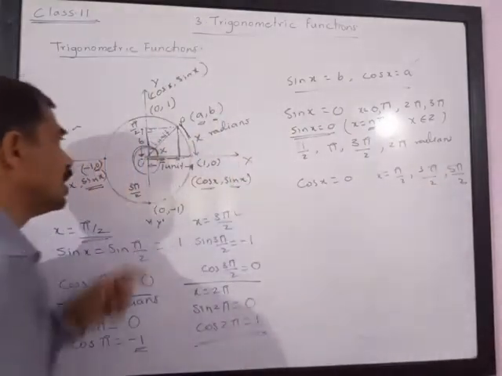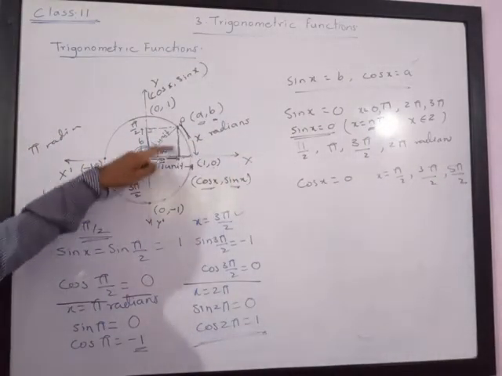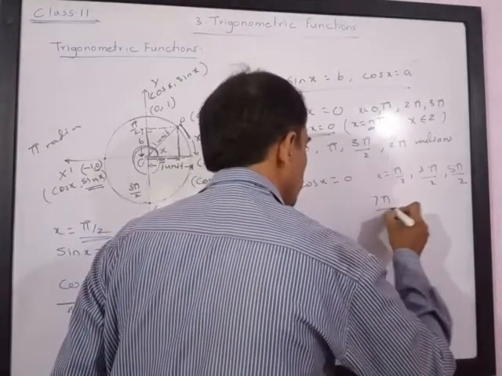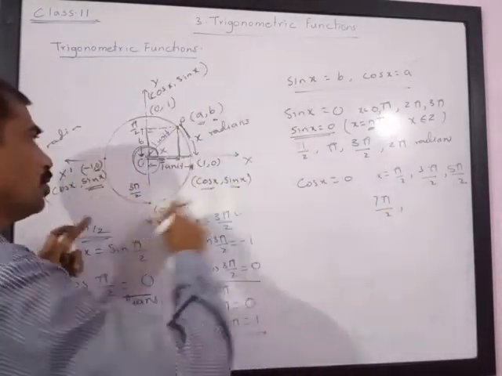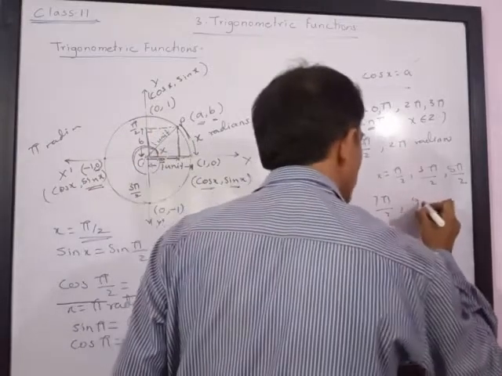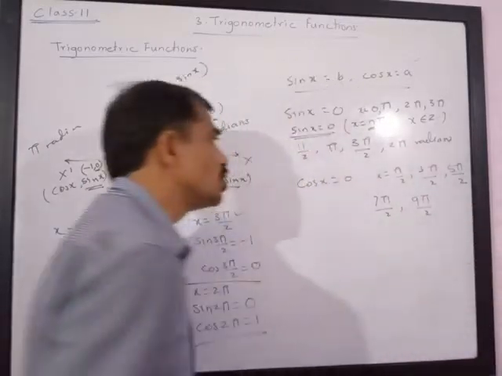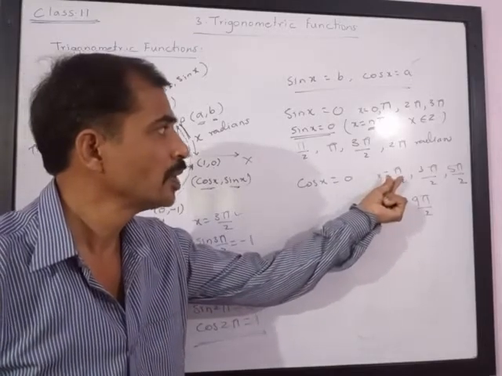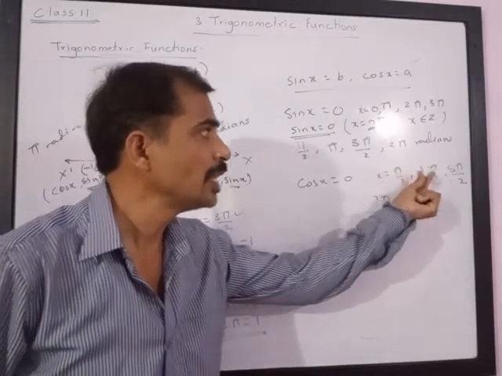You will notice that cos x value becomes 0. Again, if you rotate to 7 pi by 2, it becomes 0. Again, if you rotate to 9 pi by 2, it again becomes 0. Please note, cos x value becomes 0 when it is odd multiples of pi by 2.